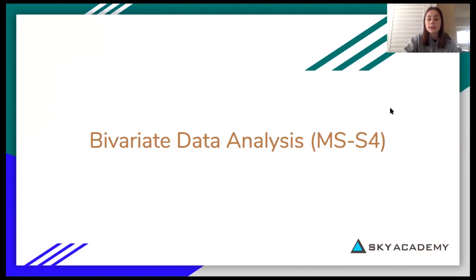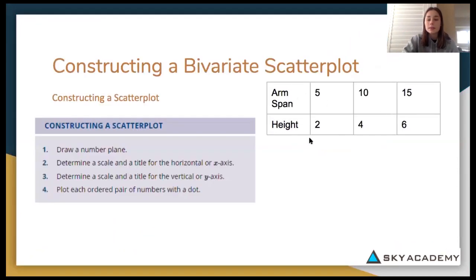If we have a look at the next slide, in this example in the table of values, we have two variables, one being arm span and our second one being height. A relationship between the two might look like the longer your arm span, the taller you are height-wise, or vice versa. The shorter your arm span, the shorter you are height-wise.